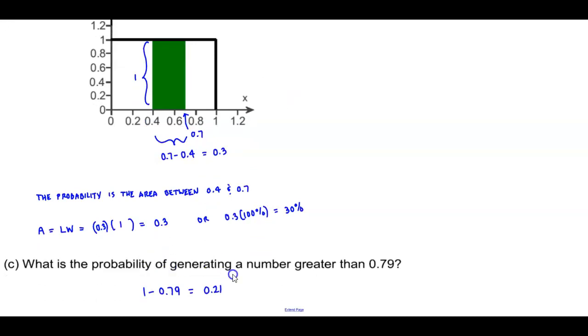Okay, now what is the probability of generating a number that is greater than 0.79? So when it says greater than 0.79, we know that the total area is going to be 1. So 1 represents the total area because that's what it's supposed to be for the density function. Okay? And we want to subtract 0.79 to determine what is the probability of generating a number greater than 0.79. Well, that would be 0.21. Or we can say that this represents 21%.